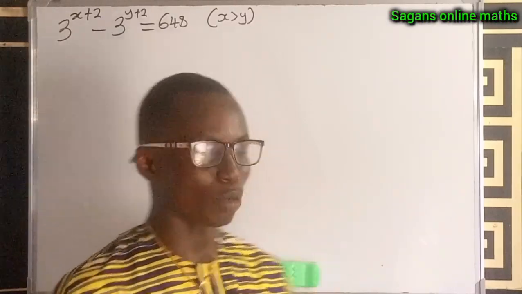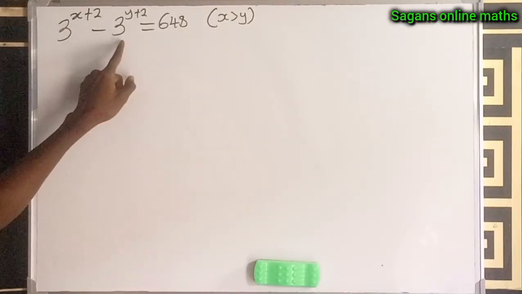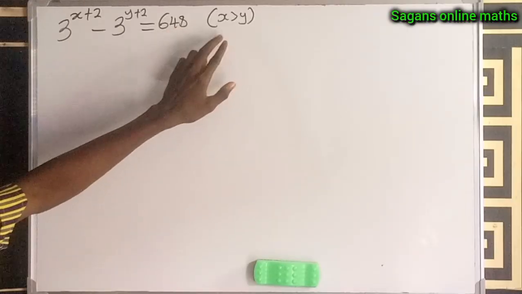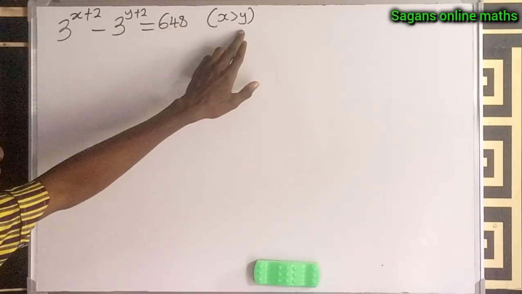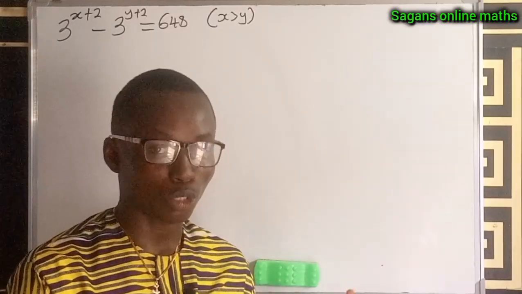Let's consider this question on the board. Now look at what you are given. You're given that 3^(x+2) - 3^(y+2) = 648, where x must be greater than y. Now in this video, I'm going to use two methods to approach this particular problem.